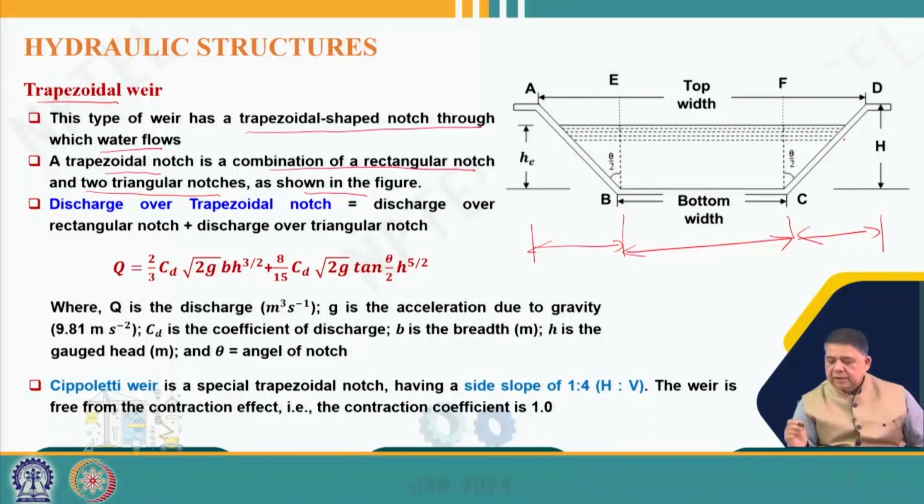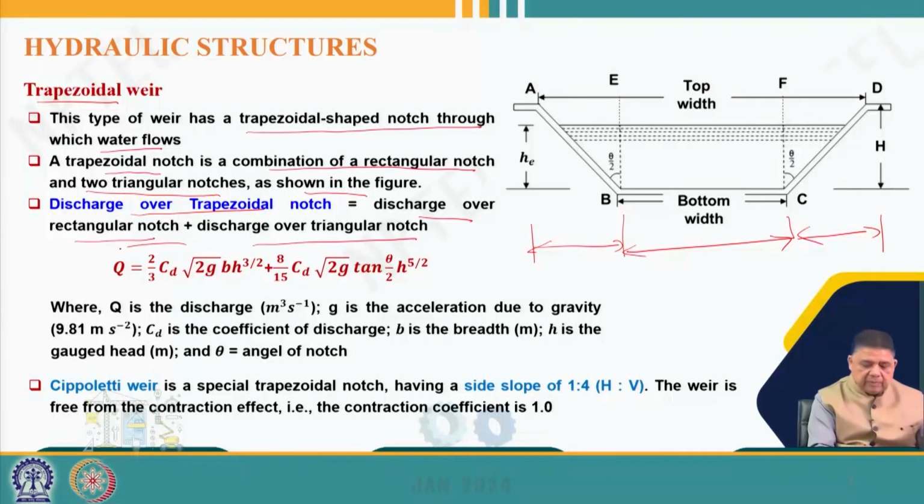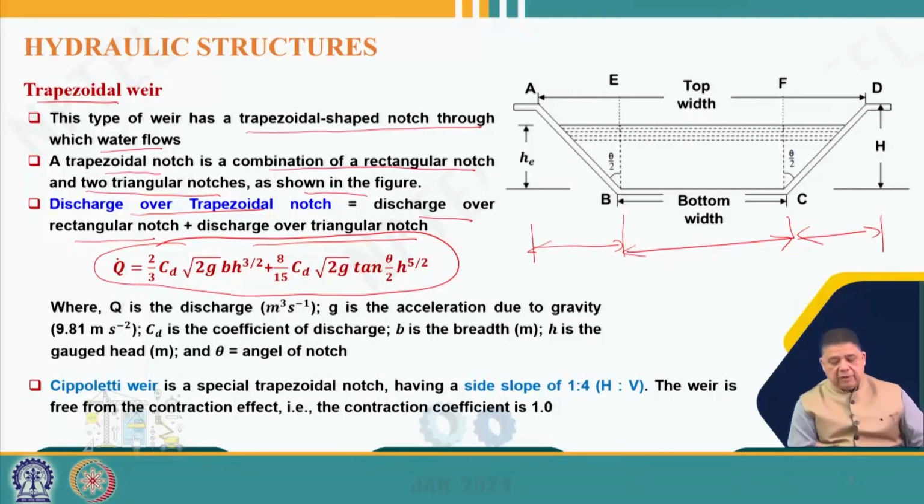So, it is a combination of one rectangular notch and a triangular notch, and that is how the discharge over a trapezoidal notch is calculated: discharge over the rectangular notch plus discharge over the triangular notch, and we have already seen these formulas. So, the sum of these two formulae gives us the value of the total discharge through a trapezoidal weir, and these terminologies we have already seen.